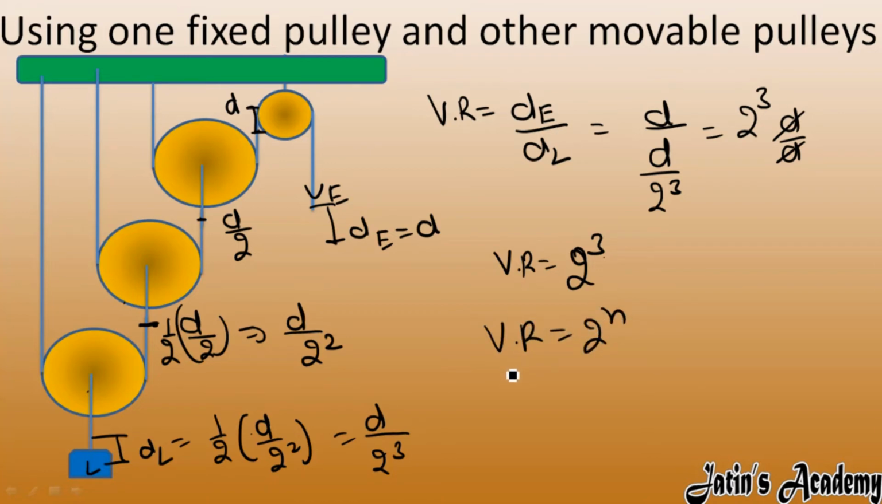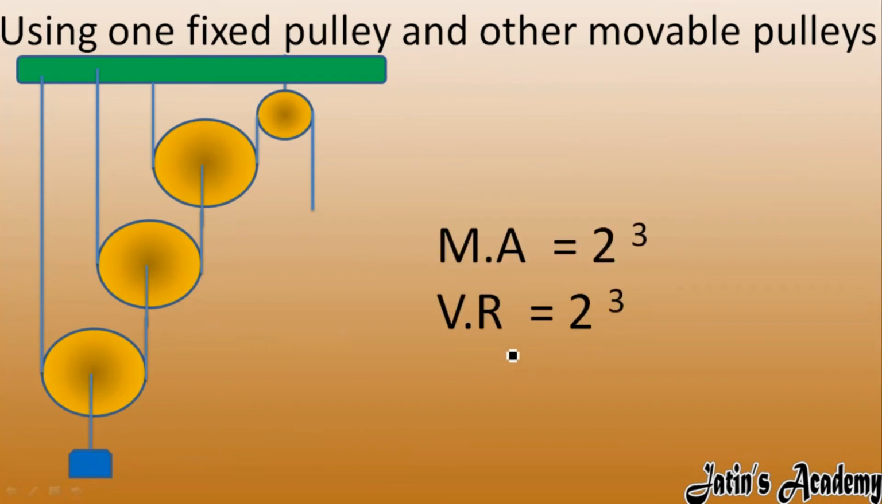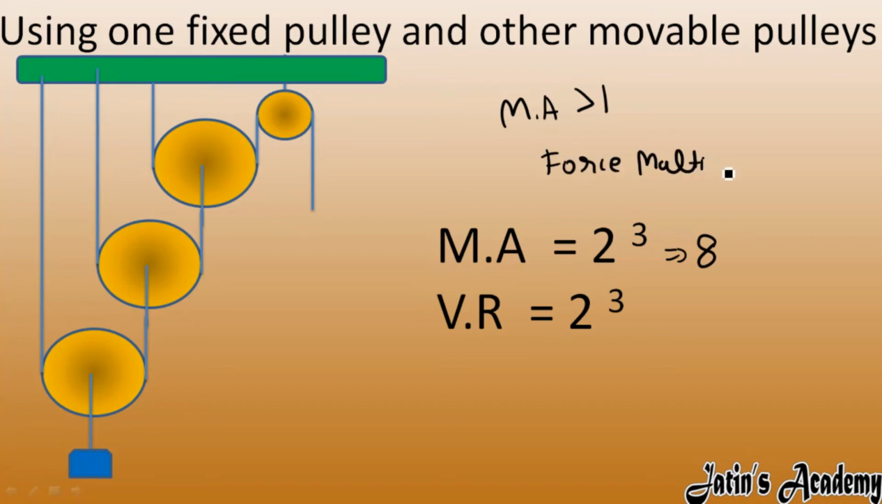So now let's generalize the term. Here mechanical advantage we got it as 2 raised to power 3, and velocity ratio is 2 raised to power 3. For example, let's take the value as 8. So mechanical advantage 8 means greater than 1. So this fixed pulley along with the combination of movable pulleys acts as a force multiplier. So this whole system acts like a force multiplier.